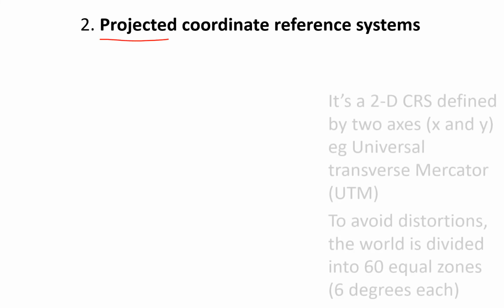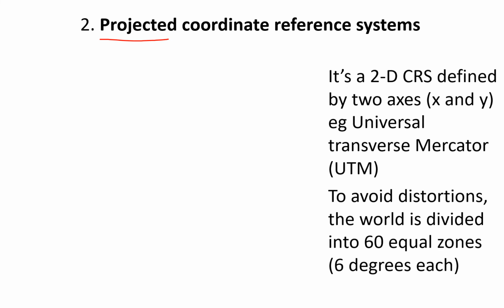The other thing is what we call the projected coordinate reference system. This is another coordinate reference system, but it is called projected. Here we are saying that this is a two-dimensional coordinate reference system that is defined by two axes. Instead of using degrees, the angle degrees, here we use what we call axes, x and y. And the most popular coordinate reference system under this category is the UTM, the Universal Transverse Mercator.